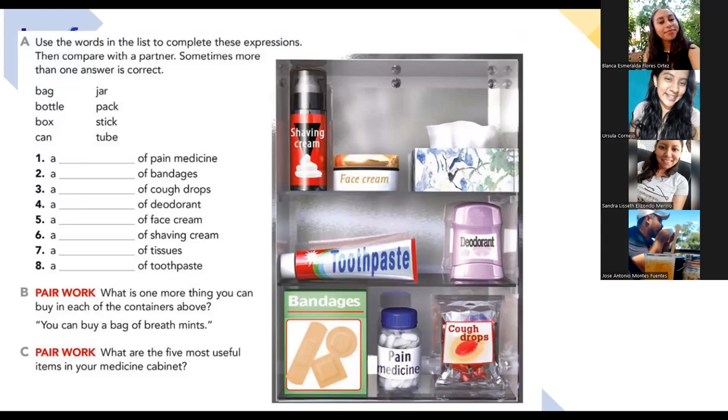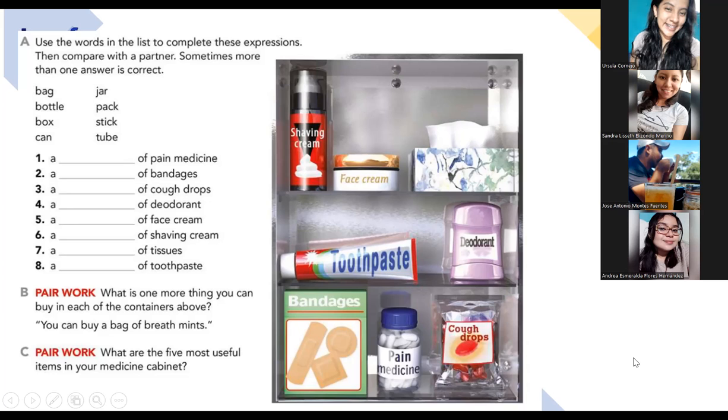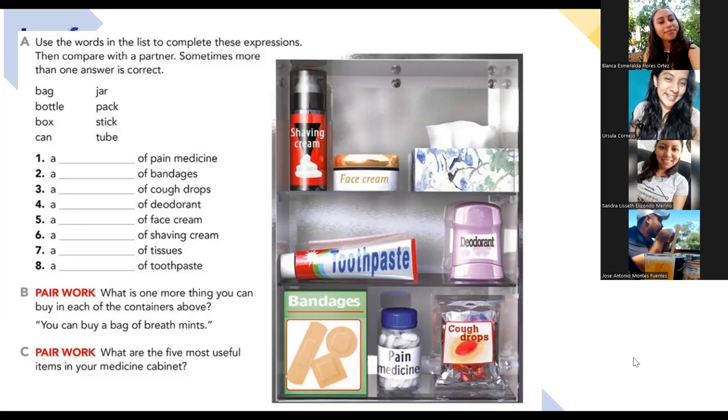And it's a paper handkerchief, I think. I think those are tissues. Tissues, yes. I think these ones are tissues, okay. And shaving cream. Oh, yes, face cream, right? And, I'm sorry, shaving cream, yes. Shaving cream and face cream. Yes, that is correct. Hello, Blanca. Hello, good evening.